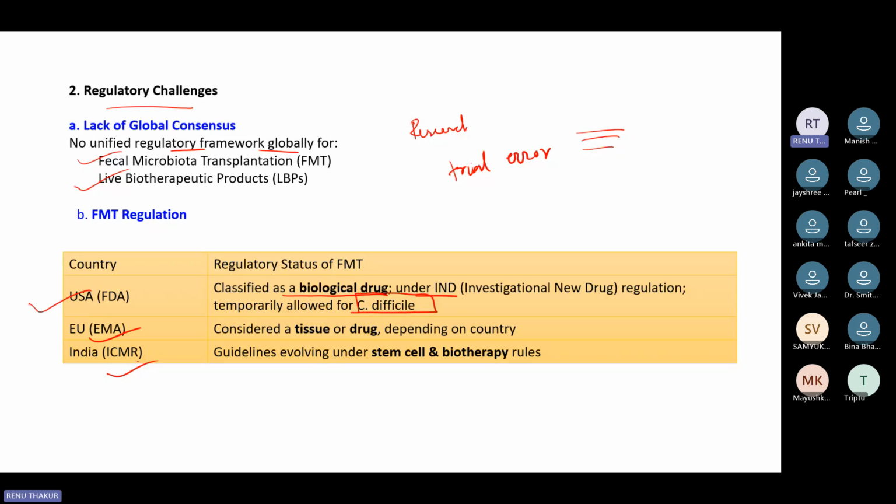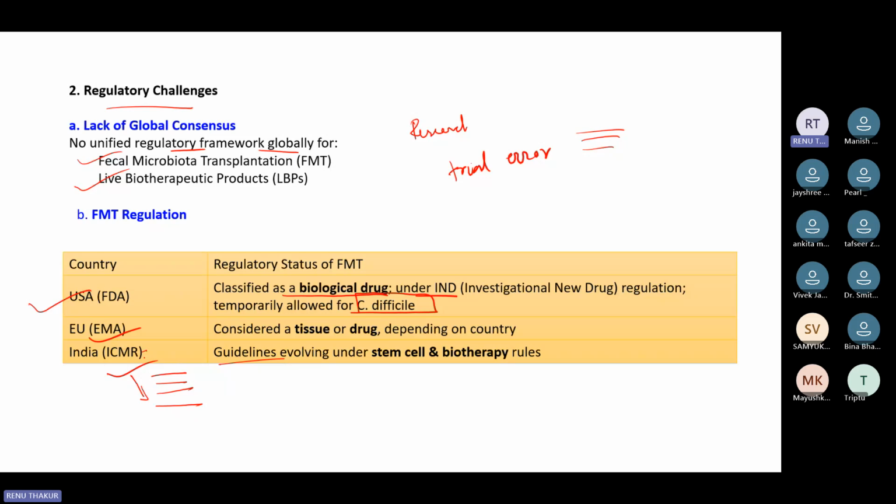suppose in India we have ICMR, the Indian Council for Medical Research. We have guidelines provided by ICMR, and we have to stick to whatever guideline is provided by the ICMR. So if you are looking for some job opportunity, ICMR always readily recruits many different level people, like graduate, postgraduate, PhDs, postdocs. You can check out the official website of ICMR.